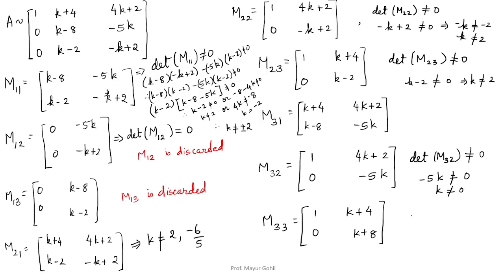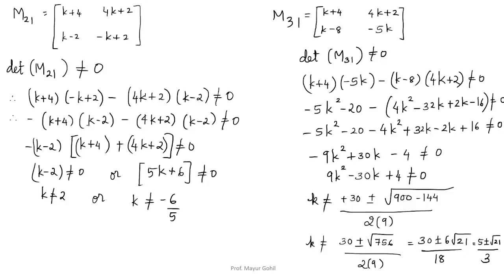And here determinant of M33 is not equal to 0. This also means that k plus 8 is not equal to 0. It means k cannot take the value minus 8. So now from this answer we have got pretty many solutions for k, that k cannot take what all values. So let us sum it up carefully. k cannot take plus and minus 2.